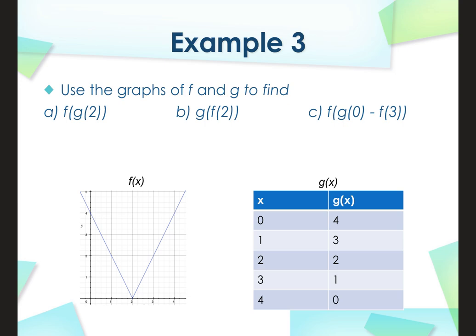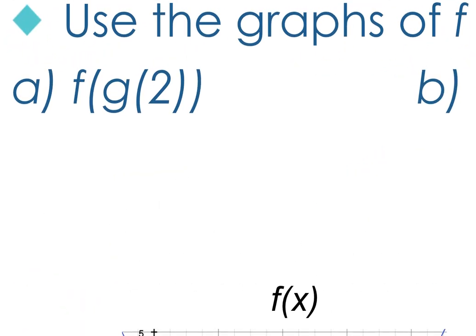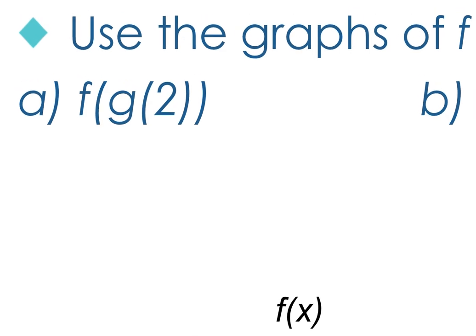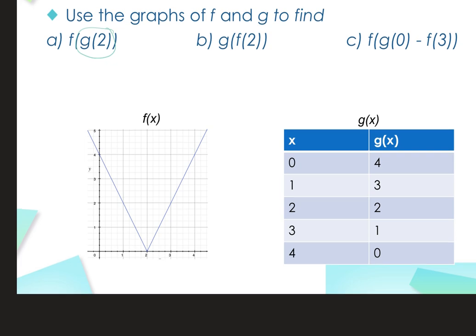So you've got to be able to pull your information from an equation, from a graph, and from a data set. So it says use the graphs of f and g to find the following. So A says find f of g of 2. I go inside parentheses first. So g of 2 tells you, go to g of 2, g is this guy, right? And go to where the x is 2 and get that answer. So g of 2 is actually 2.